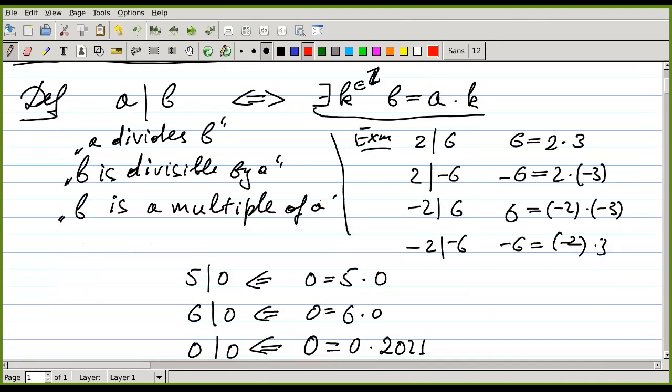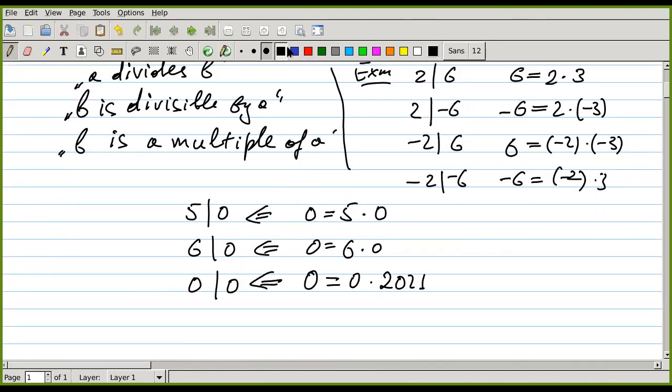So, please do not mix division and divisibility. They are similar but distinct. It is not possible to divide by 0. Why? Mainly because this number is arbitrary. So you can't say what 0 divided by 0 equals. It can be either 5 or 2021 or whatever.